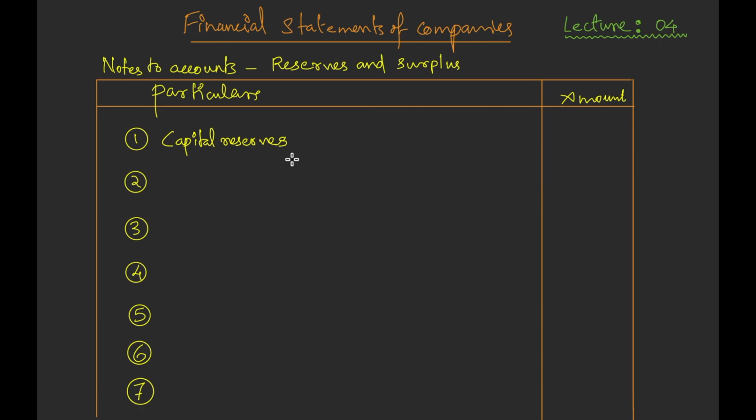In the notes to accounts under reserves and surplus, first we have capital reserves. So what is capital reserve? A capital reserve is the type of reserve that is created from capital profits, that is profit earned through sale of capital assets such as sale of fixed assets, profit on sale of shares, etc. So if there is any capital reserve in the company, we should disclose the details in the notes to accounts under reserves and surplus.